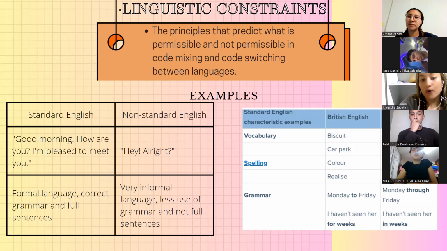As another example, we have British English and American English. That's a comparison between the vocabulary. In the case of American English it is cookie and British English it is biscuit. In grammar, for example, we have, I haven't seen her in weeks. We use in weeks in American English. In British English, we use, I haven't seen her for a week. In this case, we use for weeks.